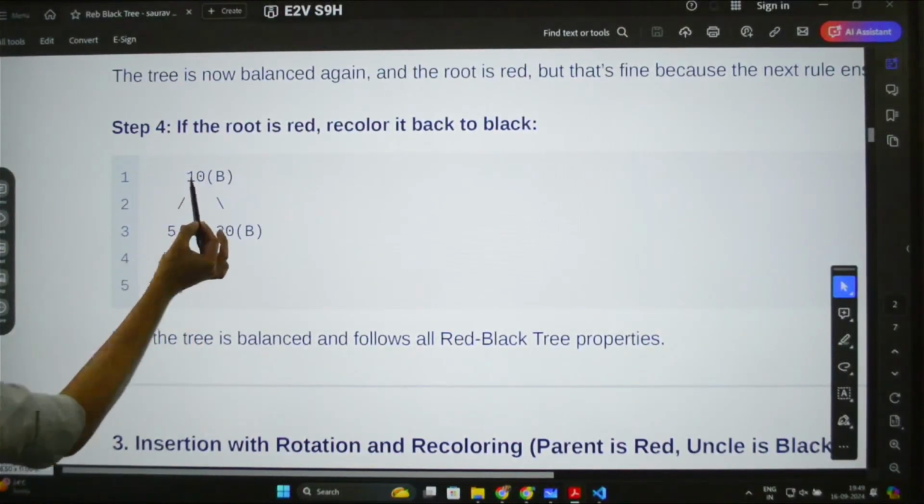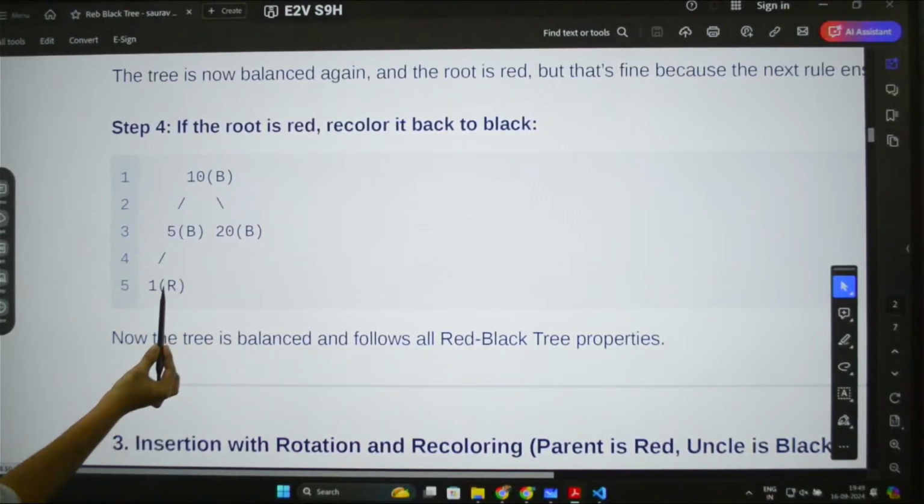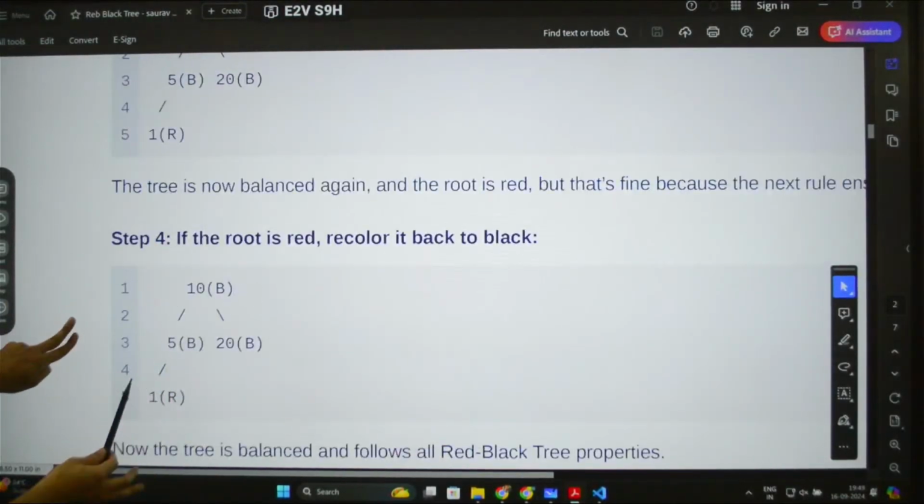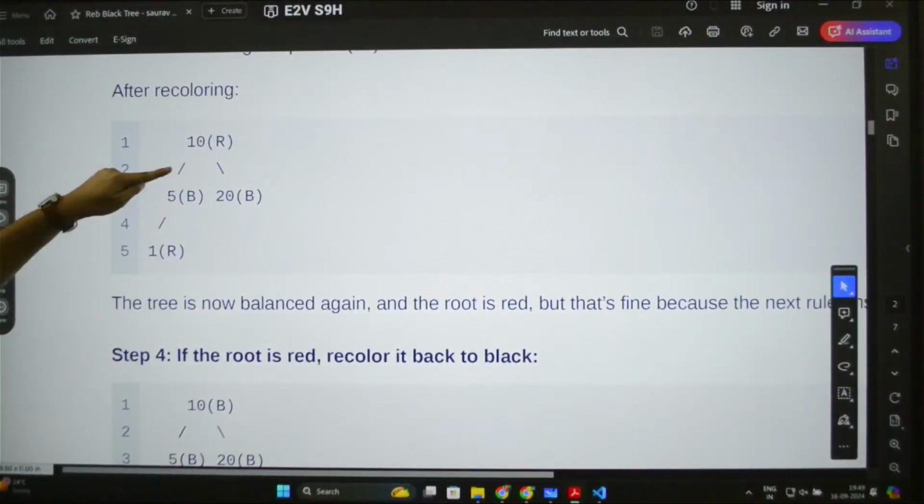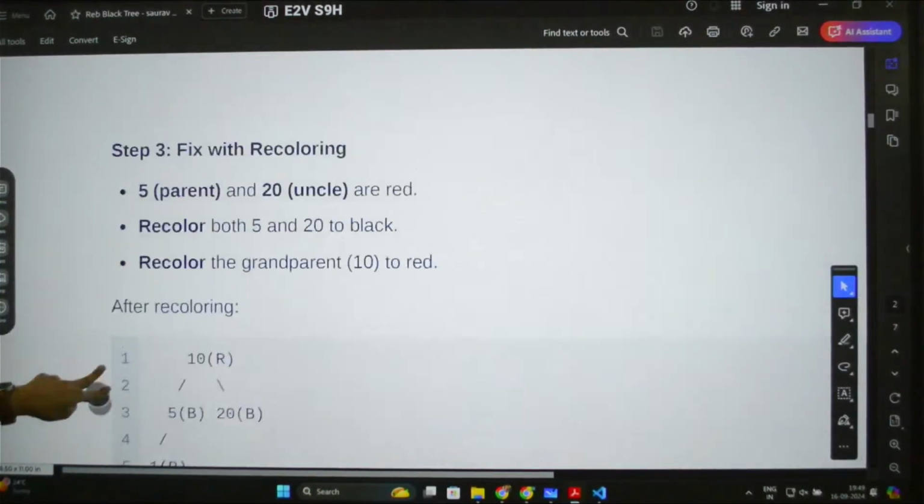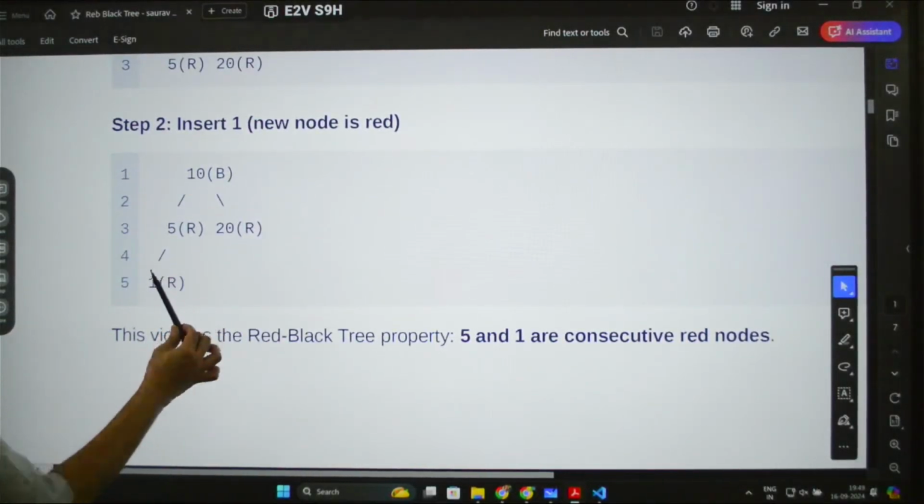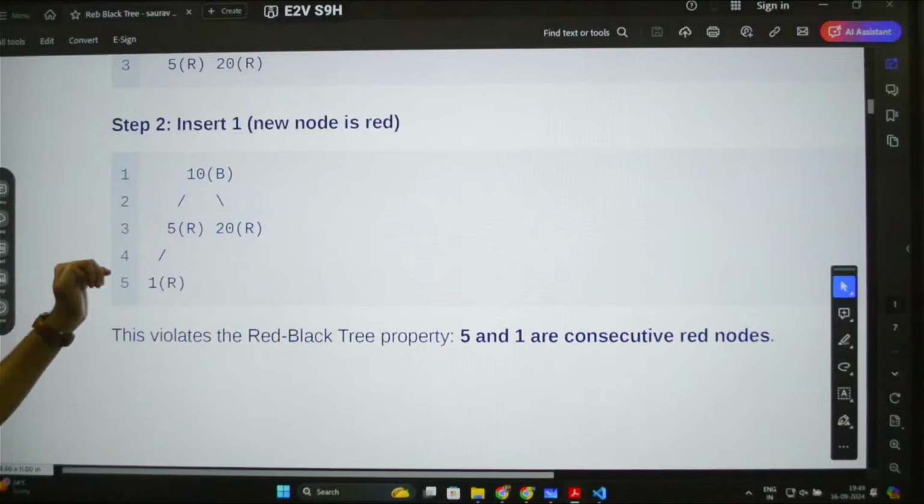You see this is black, this is black, this is black, this is red. So this is actually balanced, but this is not balanced. You see that red, black, oh, this is also balanced. Okay, in this case this is insert, the new node is red, so this node is inserted right over here.